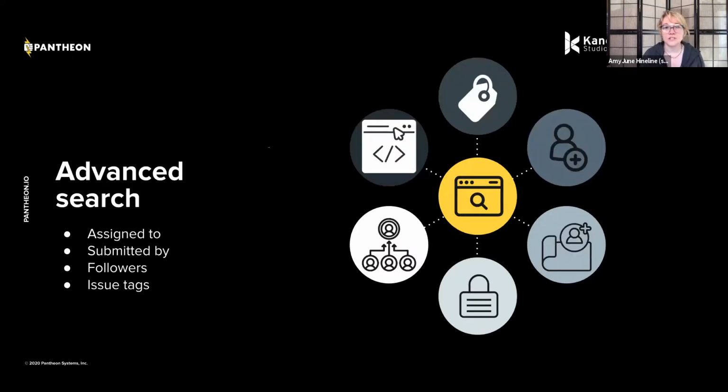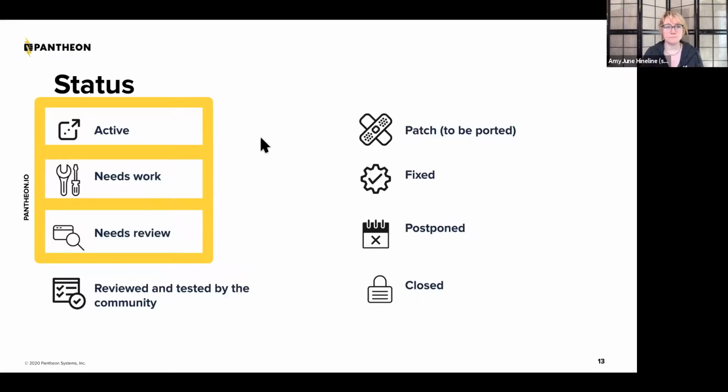The advanced search extends the functionality of the basic search. It adds the assigned to, the submitted by, the followers, and the issue tags. These are all collapsed by default. So when you first go into the issue queue, know that you can open up an advanced search feature and allow yourself more fields to search from.